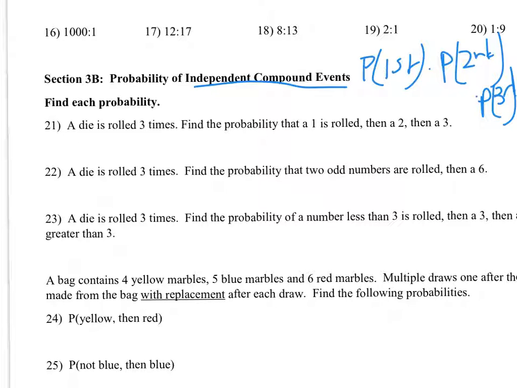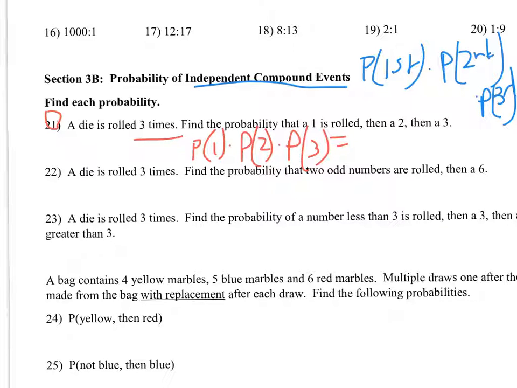So let's look at number 21. A die is rolled 3 times. Find the probability that a 1 is rolled, then a 2, then a 3. So this says I got to multiply the probability of getting a 1 times the probability of getting a 2 on my second roll, and then times the probability of a 3 on the third roll.